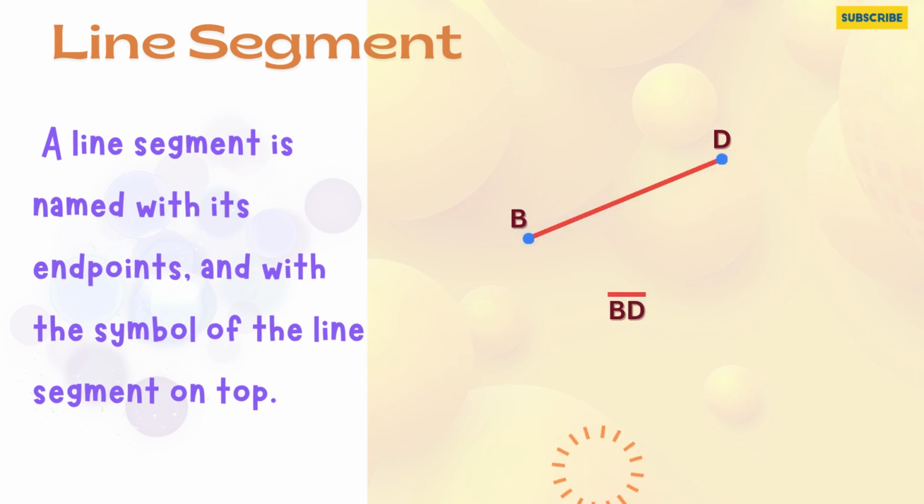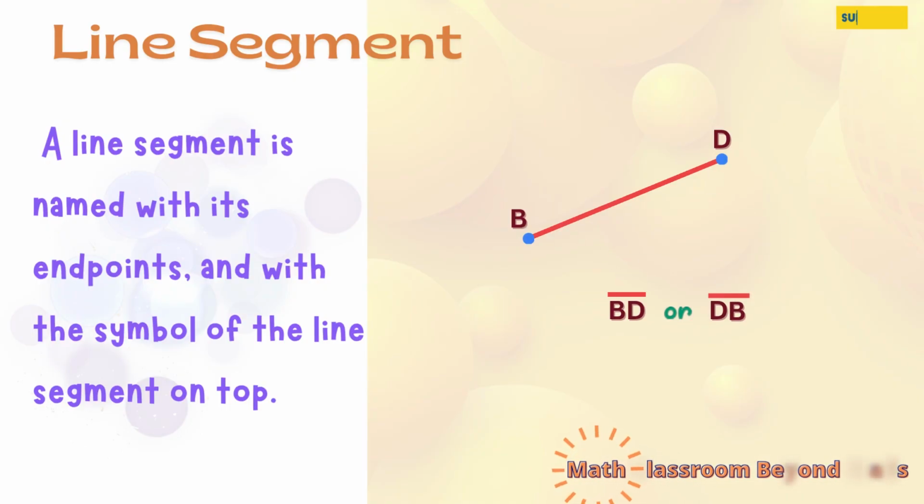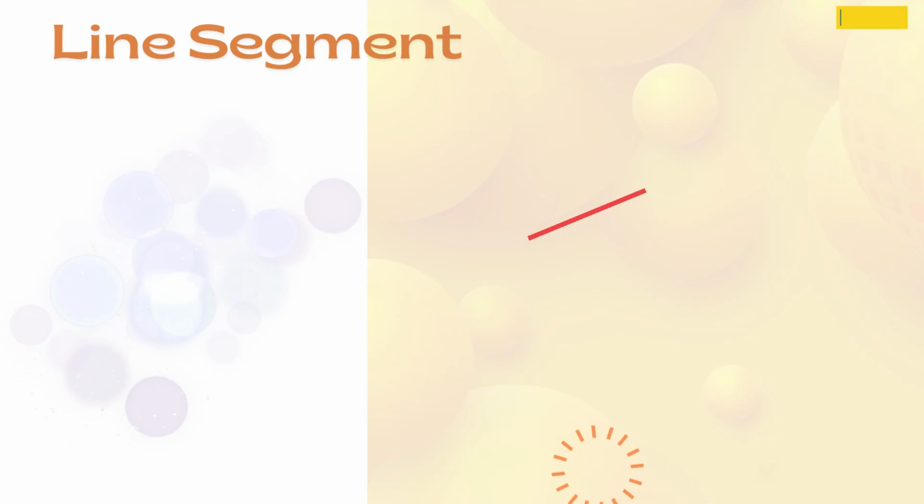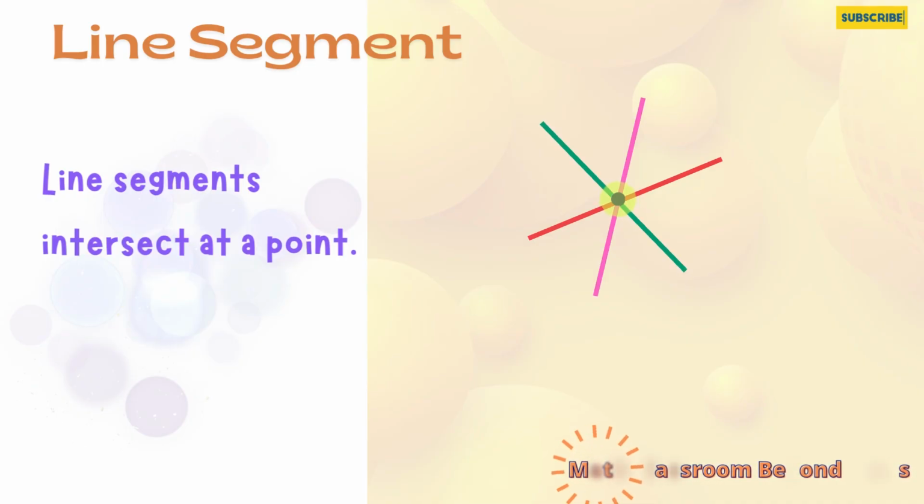Just like a line, you can interchange the letters representing the points. So you can also name it as segment DB. Remember this, learners, you can't do this to a ray. The name of the ray always starts with its endpoint. Now look at these, learners. Where do the line segments intersect? There you are. The line segments intersect at a point, just like lines and rays.